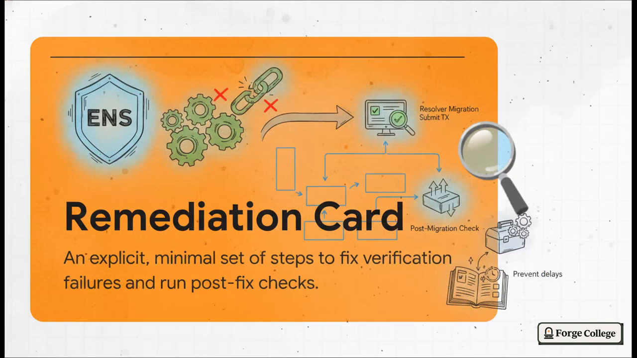Now, here's the real game changer. Every artifact must have a backup plan. We call this a remediation card. It's basically an explicit, minimal set of steps to fix verification failures. For example, if the integration team finds that a resolver address on record is stale, this card tells them exactly how to perform a secure resolver migration, which transaction to submit, and what post-migration checks to run. This stops stalled integrations dead in their tracks when a team scrambles to rediscover the state. You're giving them the fix before the problem even slows them down.